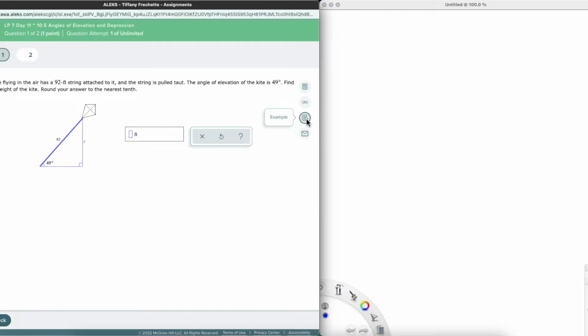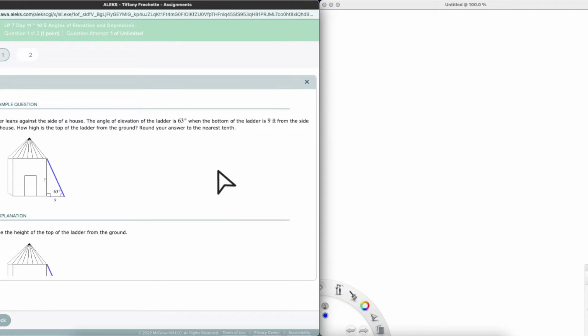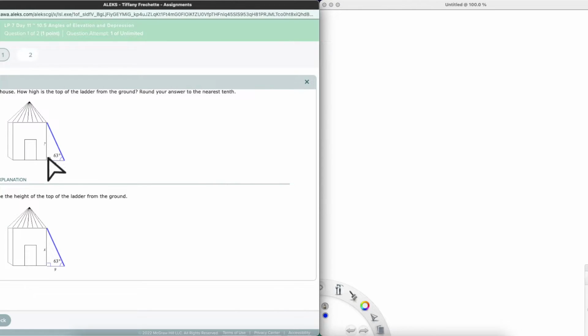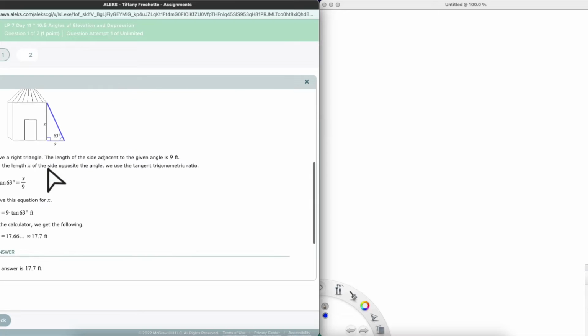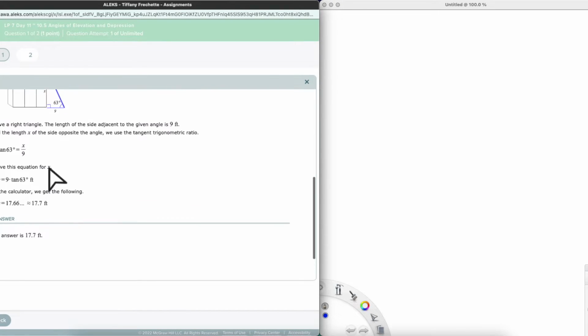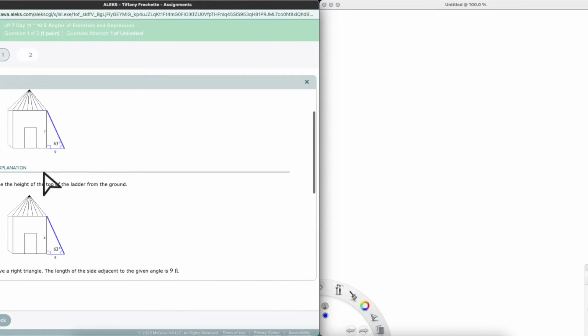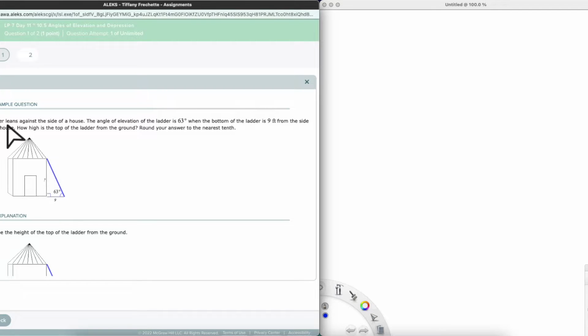Example will give you something very similar to what we're looking at. So you can see here's a little house, we have an angle measure, we have a length down here, and we have a question mark. So it's something similar to what we're doing here. And when they don't give us a little picture, I always like to draw one just so I can visualize what the story's telling me.